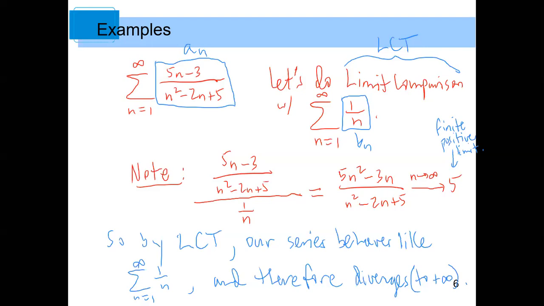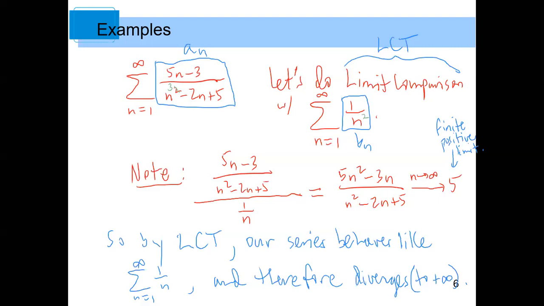What if this power right here, let me just ask you a question. What if this power right here would have been to the power 3 instead of 2? How would that have changed things? That's right. We would have been comparing it to 1 over n squared instead. And therefore, what would we have concluded about this series?